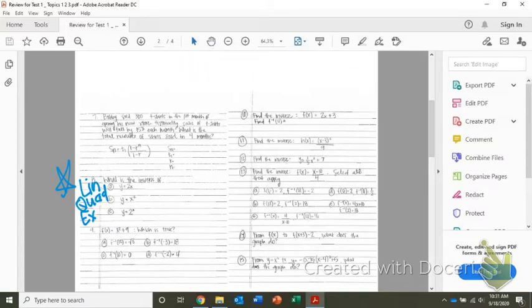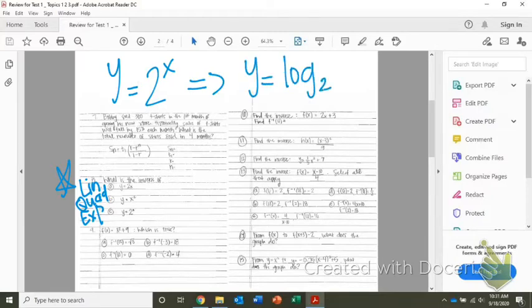Now, for the last one, you must know that the inverse of an exponential is a log. The form is y equals b to the x. The inverse is y equals log base b of x. You must know that, guys. Like, you've got to know it. Okay?